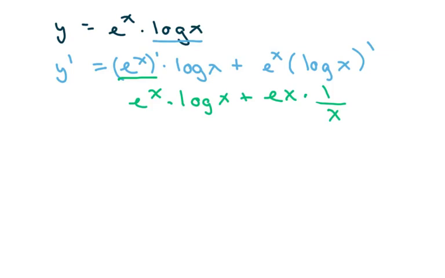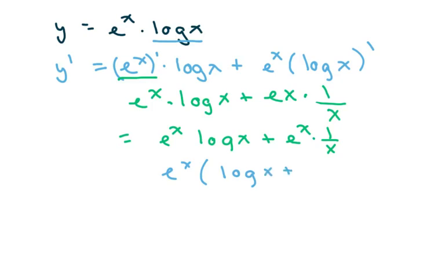So you clean this up. You're going to get e to the x log of x plus e to the x times 1 over x. Well, it's the same thing. Let me factor out an e to the x. It makes it look a little better. And you're going to get log of x plus 1 over x. Okay, and then we have one more.